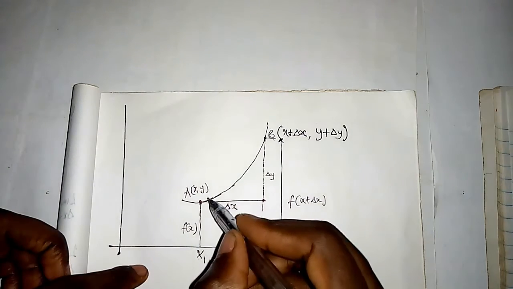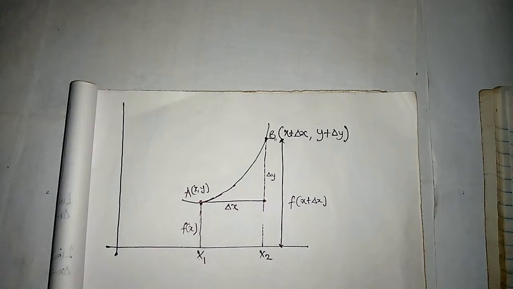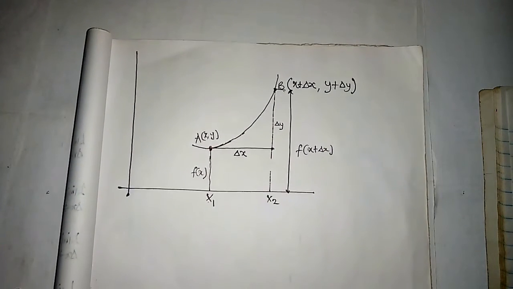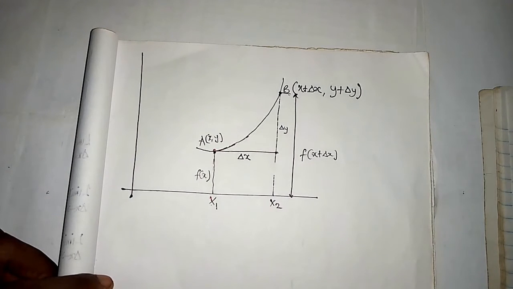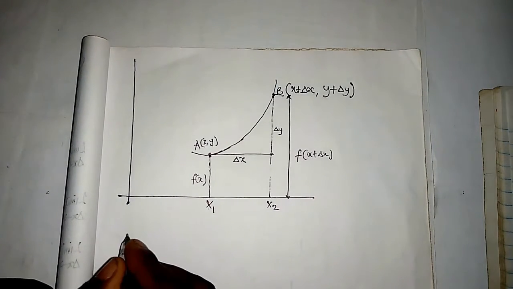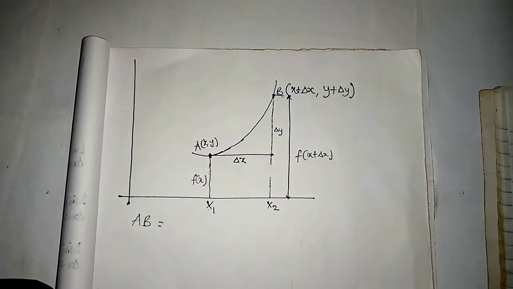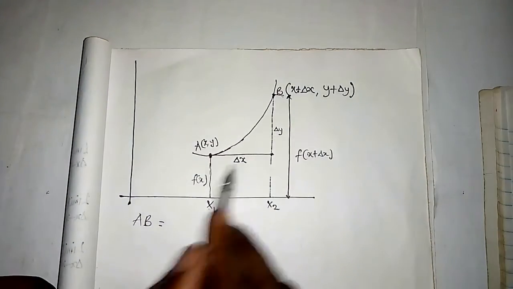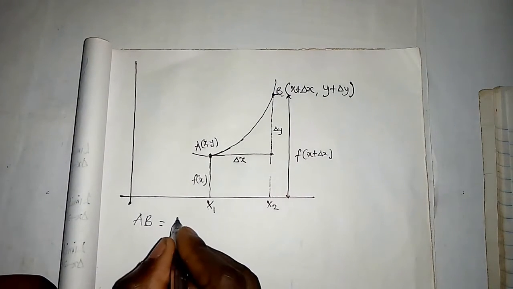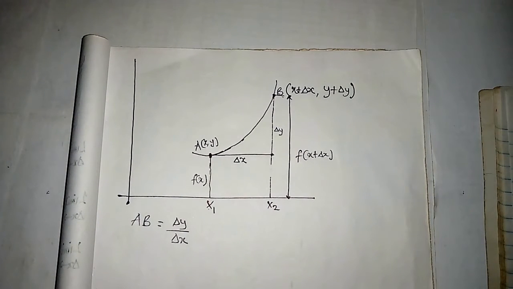With a straight line, if I draw a straight line from this point to this point, then it's very easy for me to find the gradient of AB. So let's take that assumption and try to prove the slope or the gradient of this curve. We can say that the gradient of AB is equal to change of y over change in x. So change of y is written as this, over change of x is written as this.